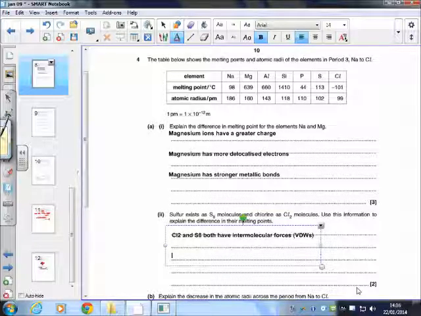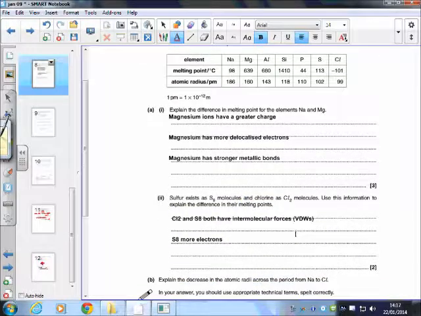Now S8 has got more electrons compared to chlorine. So if S8 has got more electrons, we're going to have stronger intermolecular forces because we've got more van der Waals. That's why this melting point up here is 113 degrees compared to chlorine, which is minus 101. There's more van der Waals forces to break in S8 compared to Cl2. And that's all you need to say for the 2 marks.